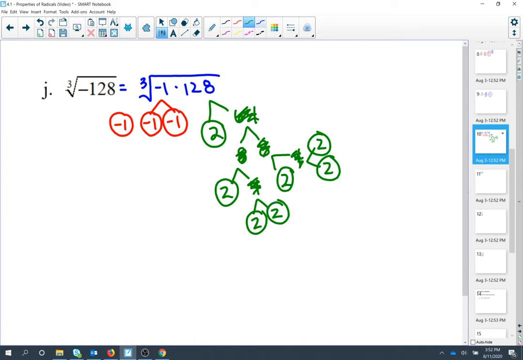Now, the key here is that this is a cube root. So in order to get out of prison this time, you need a group of 3. So if I'm first considering this negative 1, which I broke apart because I didn't want this to get confused with negatives, this guy gets out. These 2 don't make it. So we now have a negative 1 on the outside, and the other 2 don't make it out of prison.